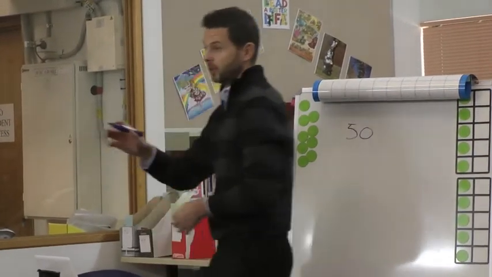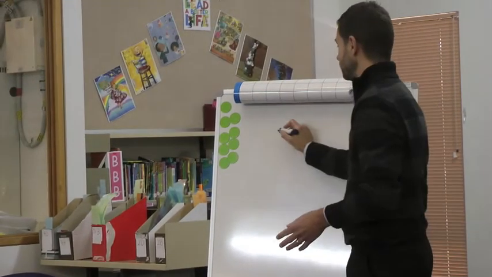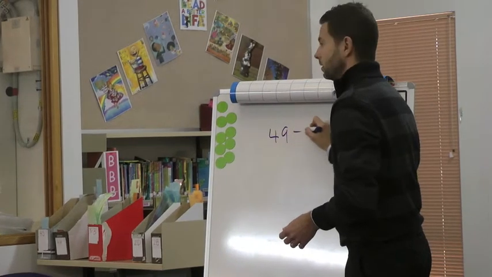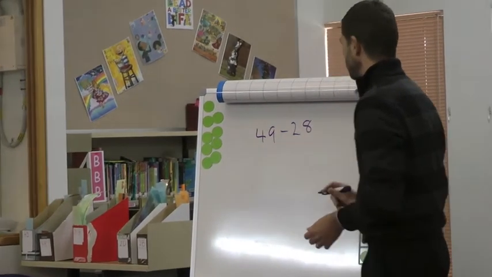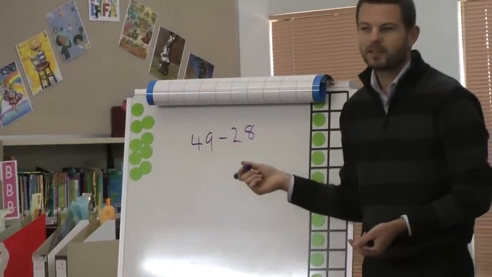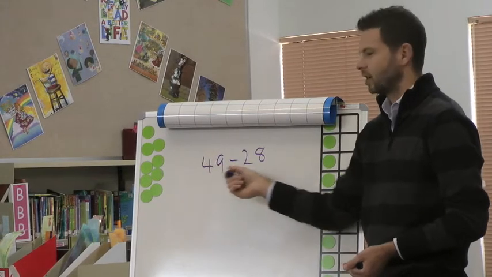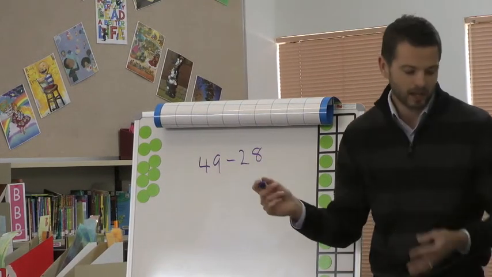So, and I'll show you why. Let me write the sum up like this. And I'll just show you another strategy that you can use with the kids. So my 49 take away 28. Now obviously compensation probably wouldn't be the best one for this. I can just go split strategy on it. You go 40 take away 20 take away 8. I'll show you the other thinking as well.